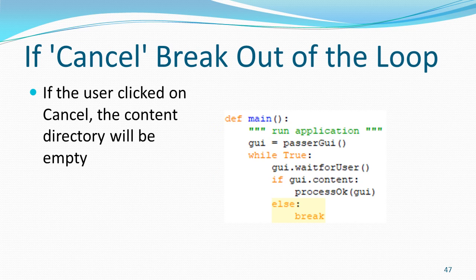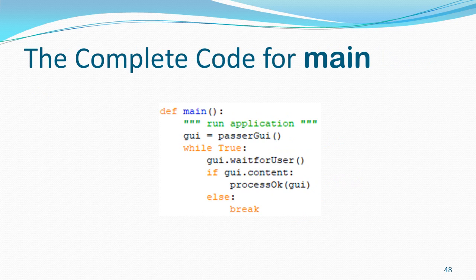Now, if the user clicks on cancel, then GUI.content will be empty. So all we have to do is say else: break. And again, break must be indented. So here's our complete code for main. And you can see it's short, very direct, because most of the work is done in the functions.